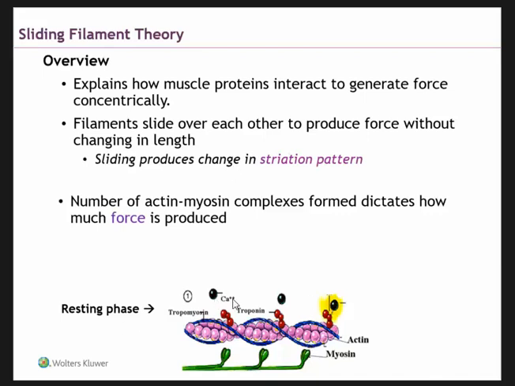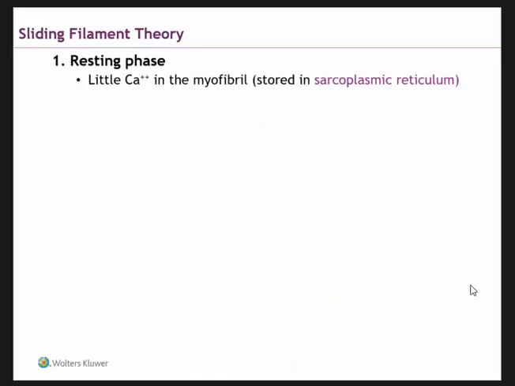We see right here, these calcium molecules are coming and they're going to bind onto troponin, which we learned that troponin C binds onto calcium. That's going to be the stimulus for the shifting of tropomyosin off of the active sites so actin and myosin can bind together. So resting phase: very little calcium in the myofibril. It's stored in a structure called the sarcoplasmic reticulum. We'll see a picture of that reticulum later. So that's the resting phase.